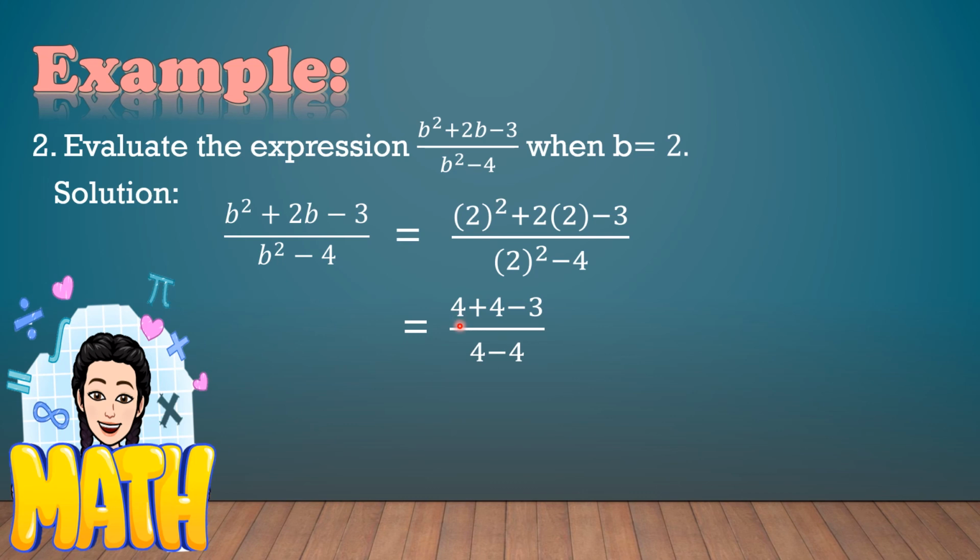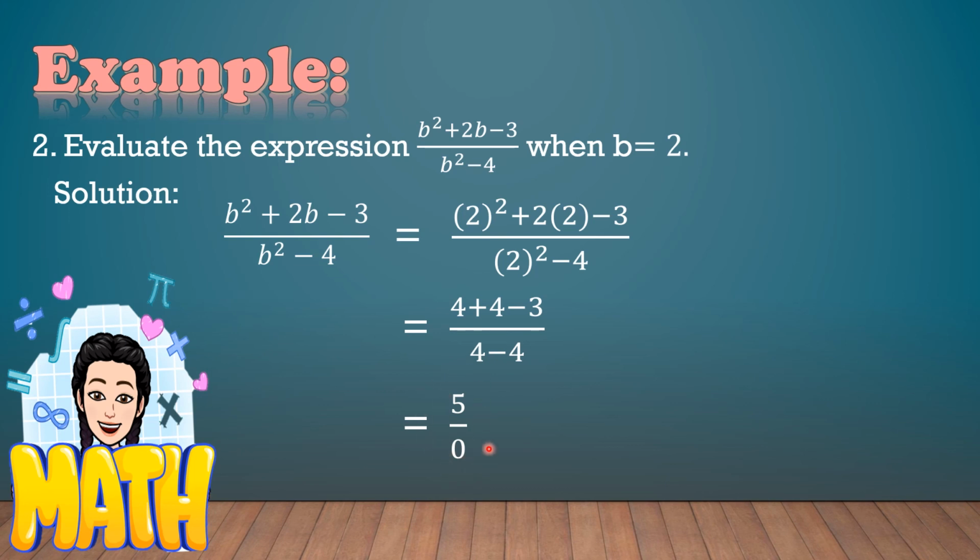So 2 squared is equal to 4. 2 times 2 is equal to 4, then minus 3. Sa denominator, 2 squared is equal to 4 minus 4. Then 4 plus 4 is 8 minus 3, 5. Then 4 minus 4 is 0.